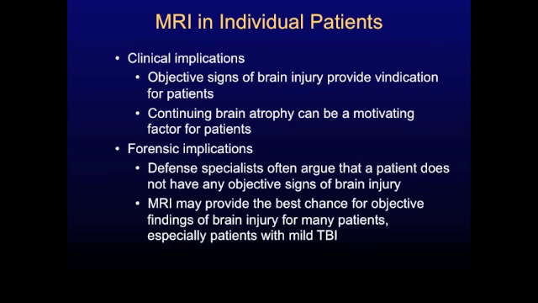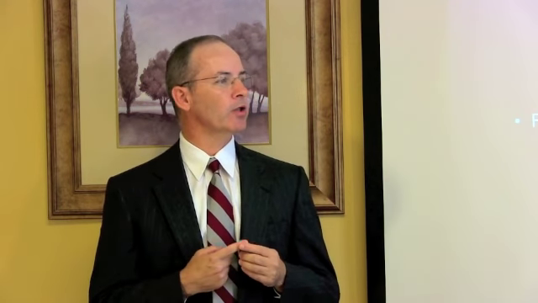Now, let's talk about the clinical implications of this work with MRI and using NeuroQuant to measure MRI brain volume. First of all, objective signs of brain injury, like MRI, provide vindication for our patients. Let me explain to you what I mean by that. First of all, MRI is objective because you cannot exaggerate the results. You can't fake the results. There's nothing a person can do to change what their brain structure is going to look like on an MRI.